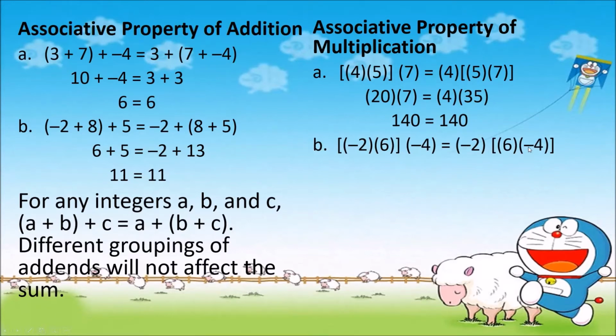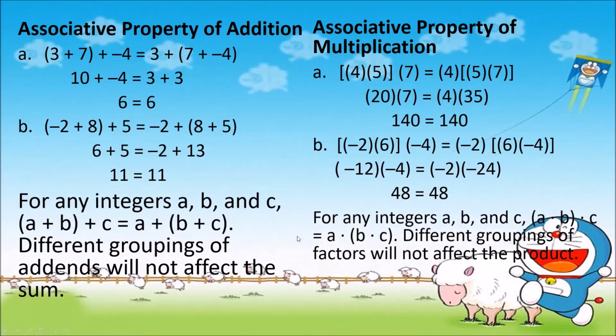Another example, open bracket negative 2 times 6, close bracket times negative 4 equals negative 2 times open bracket 6 times negative 4, close bracket. So, the product of negative 2 times 6 is negative 12. Bring down negative 4. Bring down negative 2 times the product of 6 times negative 4 is negative 24. Then negative 12 times negative 4 is equal to positive 48. And negative 2 times negative 24 is also equal to positive 48.